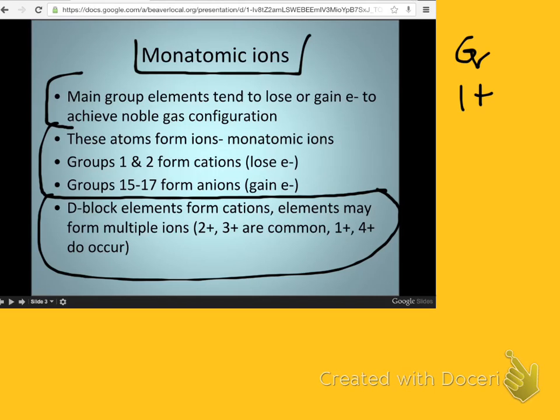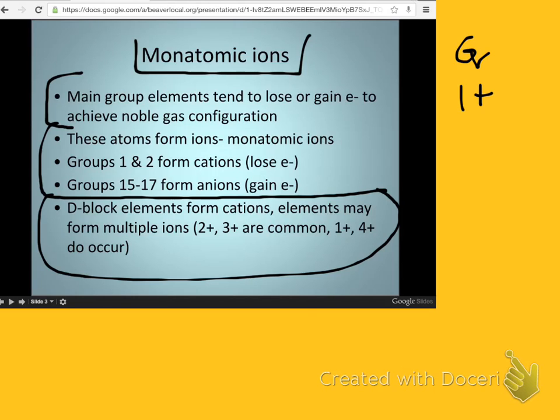And in fact, a lot of those D block elements will form more than one ion. We have some that are +1. They're all positive. That's one important thing. They are always giving up electrons. They are never taking them on. The D block always form cations.